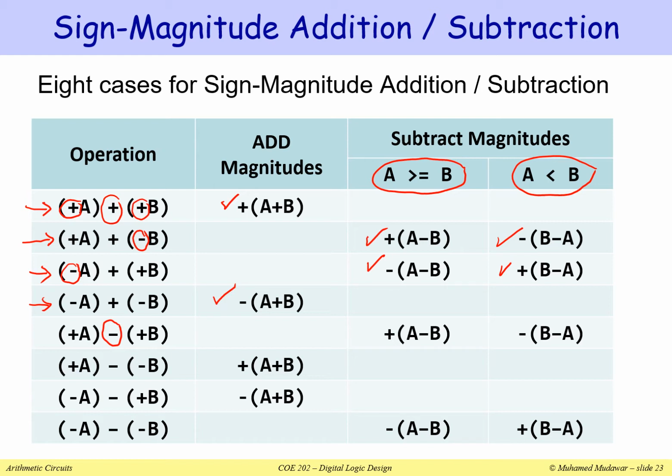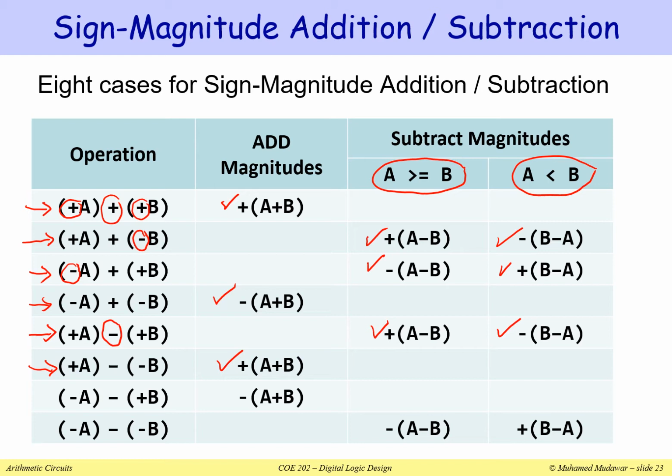If I would like to subtract two positive numbers, like in this case here, then we have to check whether the magnitude of A is greater than or equal to B, or A is less than B. So we end up with two different results. Either it is positive A minus B, or it is negative B minus A, and so on. Let us take a look at the sixth case, which is positive A minus negative B. Now, this is an easy case because minus negative B is the same thing as plus positive B. So the result will be positive, and we can simply add the magnitudes.